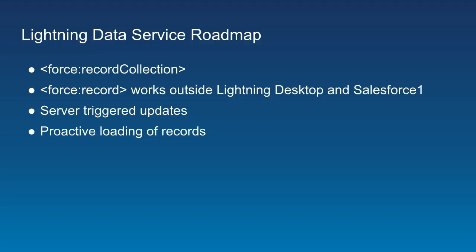Some things that are on our roadmap: not just fetching a single record, but a collection of records. For example, what if you want to build a custom list component with a set of records? So that's coming, as well as server-triggered updates. If somebody else changes the record in Salesforce, we'll stream those updates directly to the client. So now that's pretty cool. That is pretty cool. No more XHRs all over the place happening. Everything's just streaming down. And then proactive loading of records. This is essentially priming the pump to make that experience faster and faster.